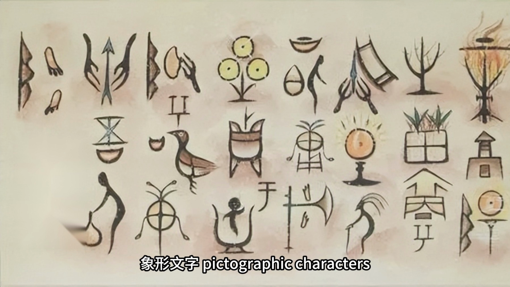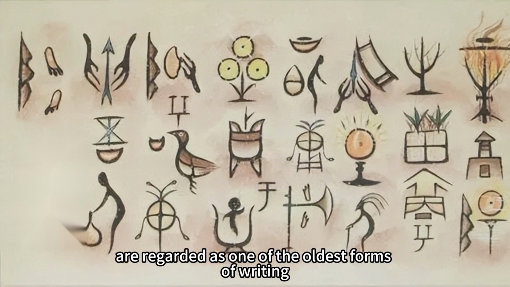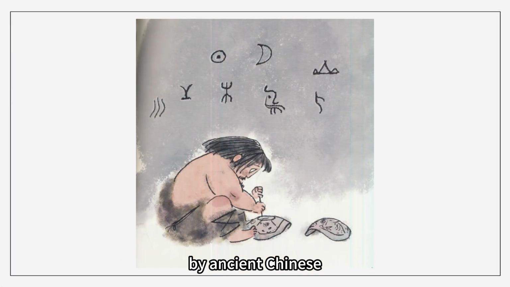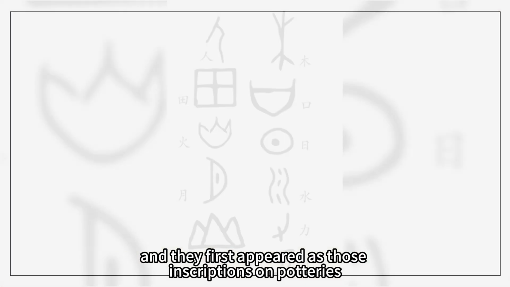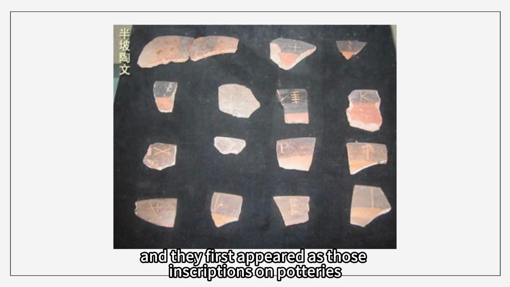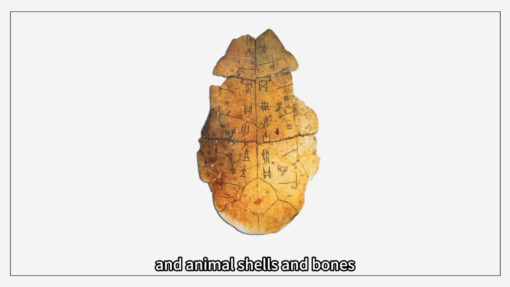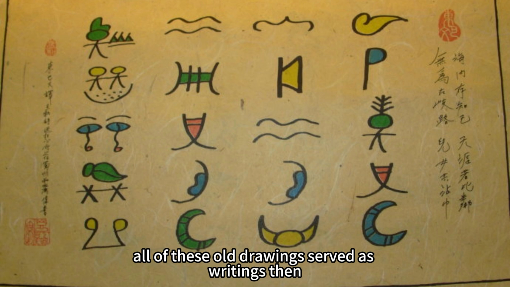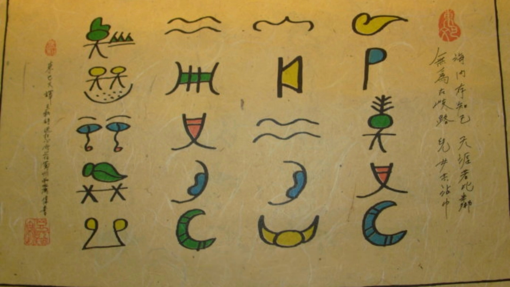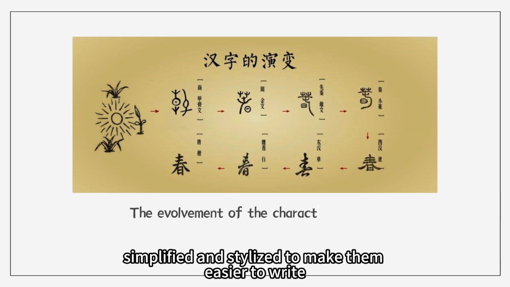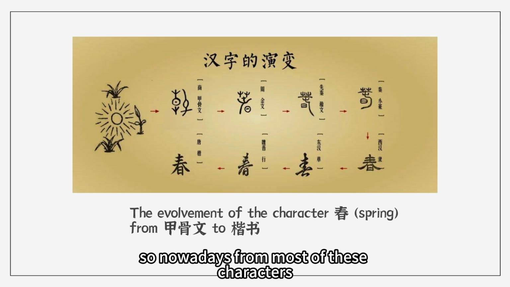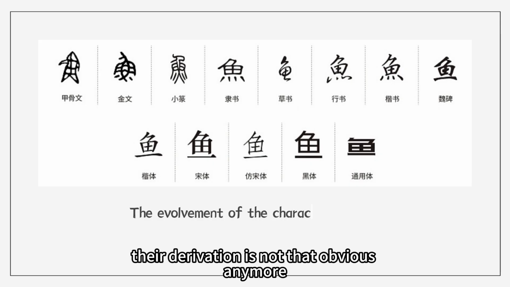象形文字, pictographic characters, are regarded as one of the oldest forms of writing by ancient Chinese, and they first appeared as those inscriptions on potteries and animal shells and bones. All of these old drawings served as writing. Some have been standardized, simplified, and stylized to make them easier to write. So nowadays, from most of these characters, their derivation is not that obvious anymore.